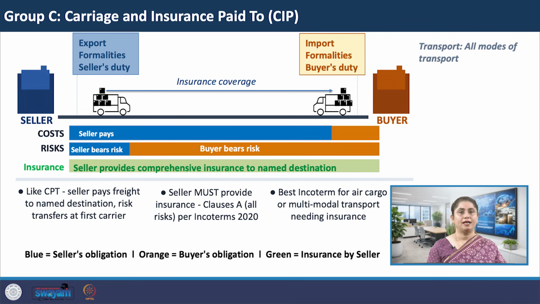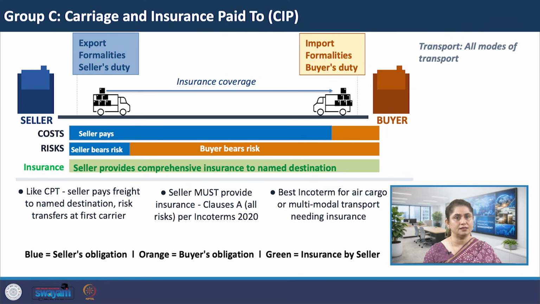Like CPT, the seller pays freight to the named destination and risk transfers when the goods are handed to the first carrier. The cost and risk split at different points, just as in CPT. A key update from Incoterms 2020: under CIP, the seller must provide comprehensive insurance, which is Institute Cargo Clauses A, the broadest possible cover.